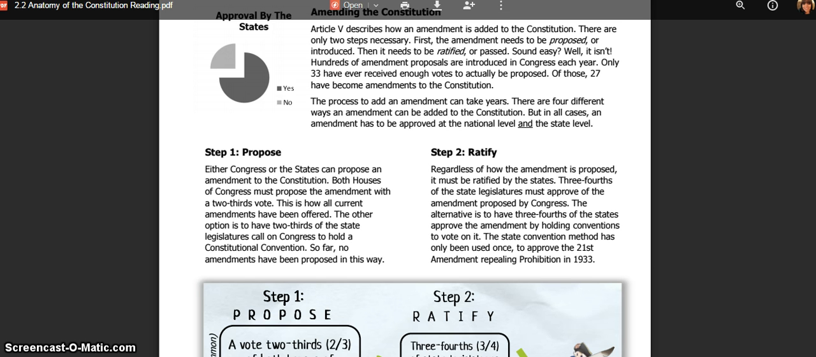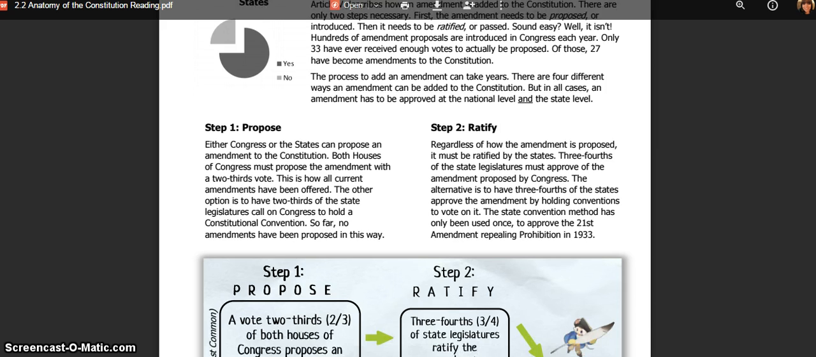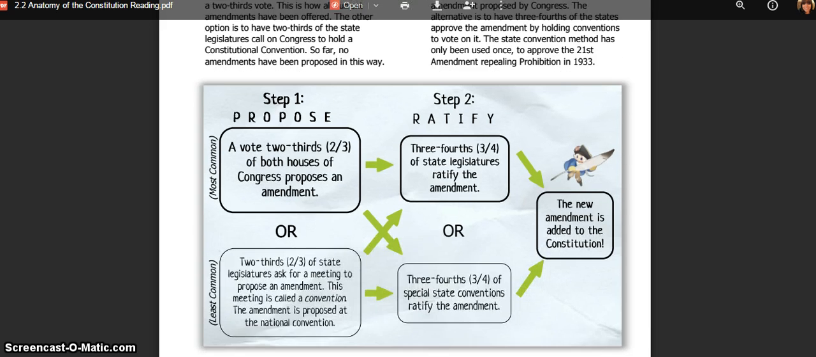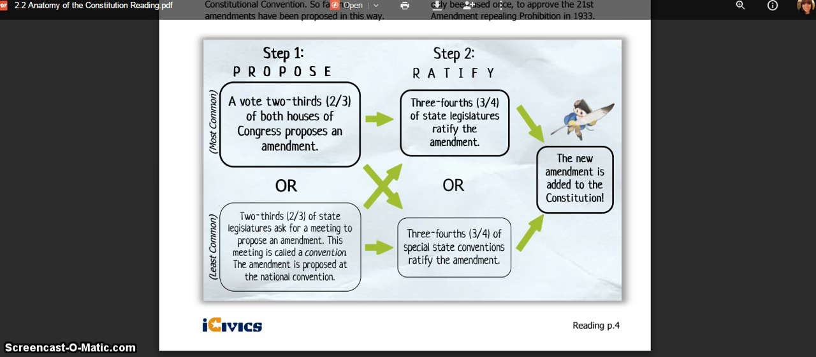Step 2 is to ratify. Regardless of how the amendment is proposed, it needs to be ratified by the states. 3/4 of the state legislatures must approve of the amendment proposed by Congress. The alternative is to have 3/4 of the states approve the amendment by holding conventions to vote on it. The state convention method was only used once, to approve the 21st Amendment repealing prohibition in 1933. You can take a look at the diagram here to review the process to add an amendment as well.